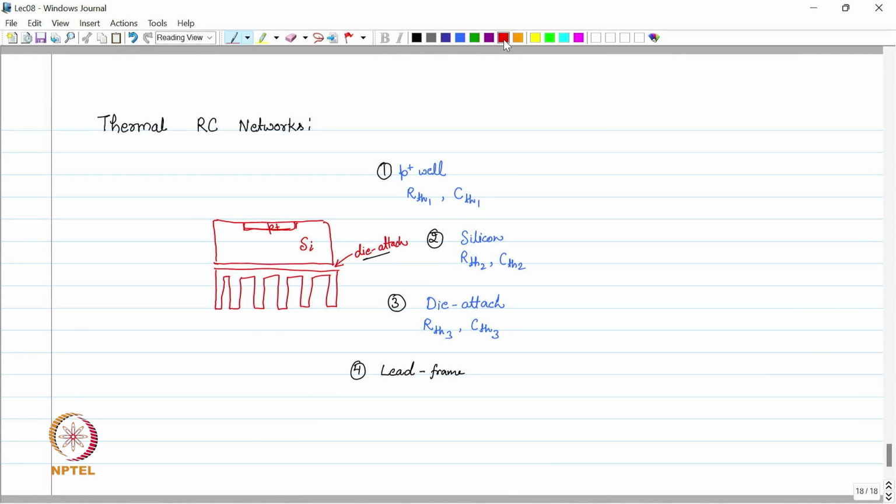So we can make a model similar to this. This is the delta T, which is the temperature difference being generated by this P plus. This is T junction. Then we have a thermal capacitance connected to it, which is CTH1 and RTH1.